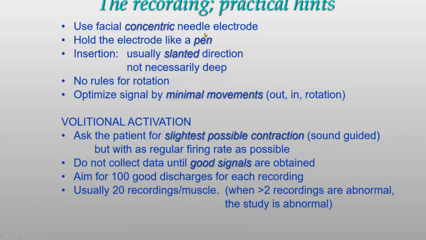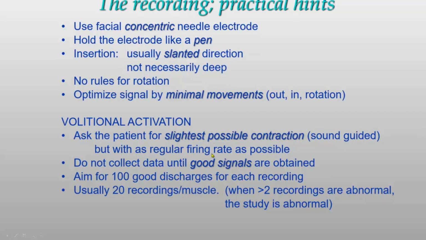Now, with this facial needle, we insert the needle in a slightly slanted direction through the skin into the muscle. We hold the needle like a pen. We don't make any special rotation, but we can optimize the position by minimal movements in and out. And we ask for a very slight contraction. That is usually one of the problems we have when not being able to record good signals, that is, that the patient is activating too much. So slight contraction.